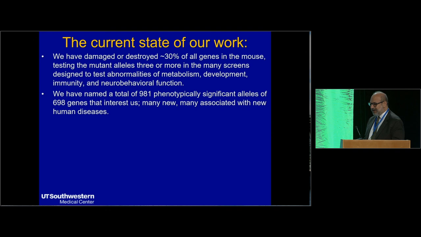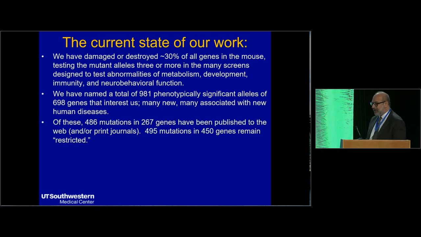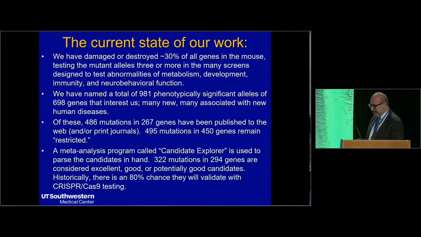In all, we've set aside a total of 981 phenotypically significant alleles of 698 genes that affect things that interest us. And a lot of things interest us, as I showed you from the phenotypic pipeline, but we focus mainly in the area of immunity. Of all of those, we've made public 486 of them in 267 genes, and there are 495 and 450 genes that remain restricted. In some cases, we're not absolutely sure that they are true, so we don't make them public yet. In other cases, we know that they're true, but we're still looking at them mechanistically.